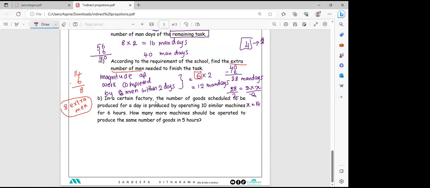In a certain factory, the number of goods scheduled to be produced for a day is produced by operating 10 similar machines for 6 hours.